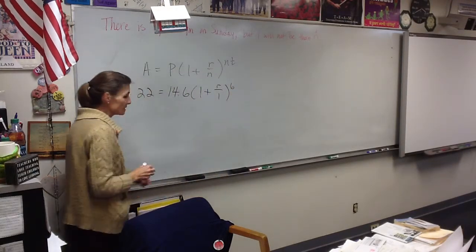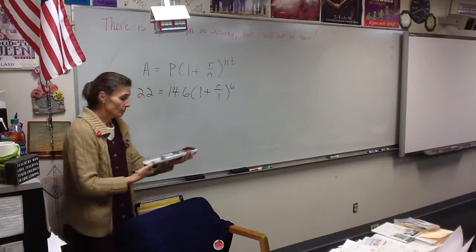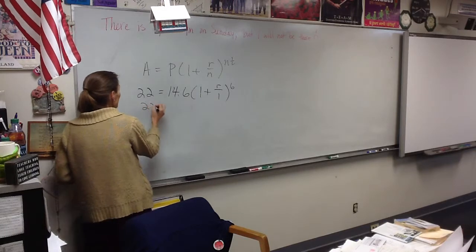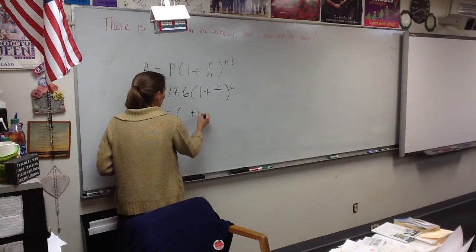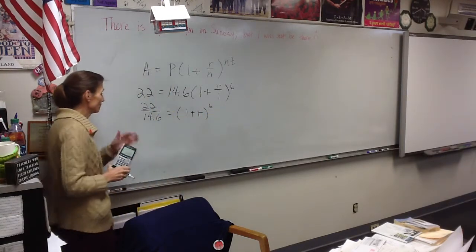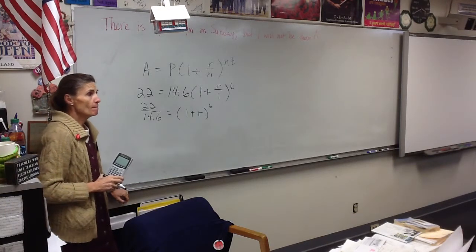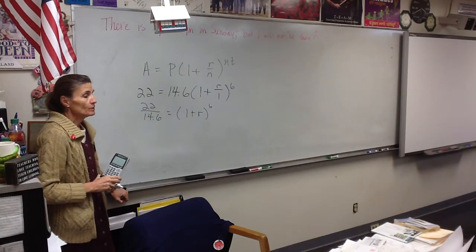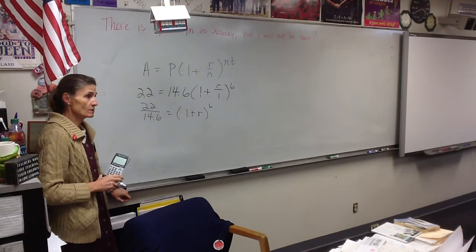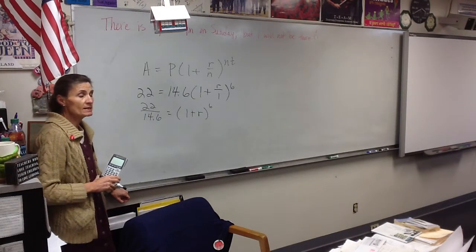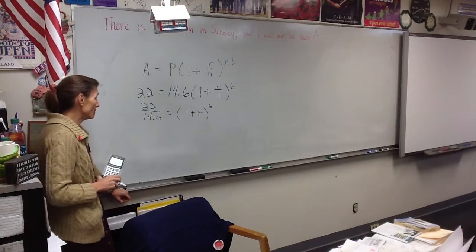So I need to solve this equation. What do I do first? I'm going to divide, so I'm going to have 22 over 14.6. Do I need logarithms? No. One more time: when do I need logarithms? When the variable is an exponent. Do not be logarithming anything in this problem.